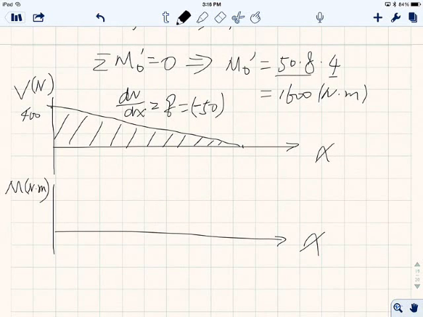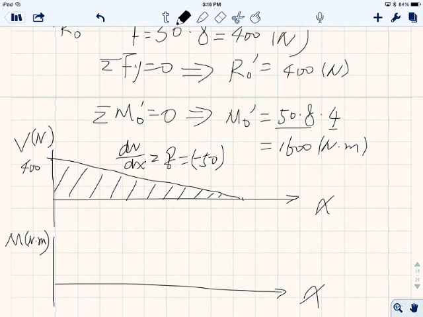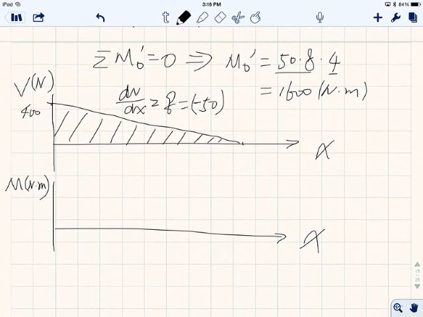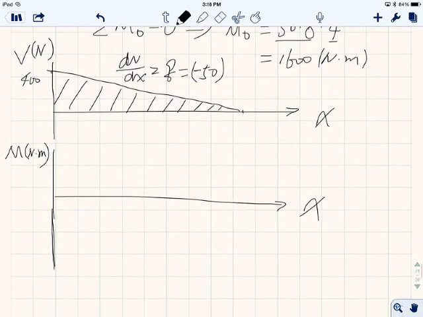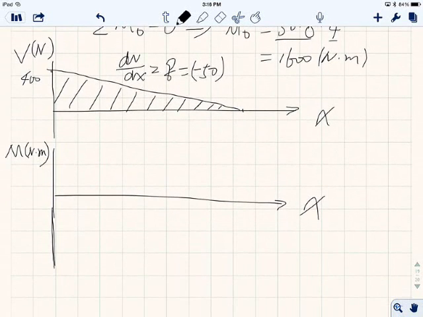Okay. So next one is looking at the bending moment, newton times meter. Okay, so first of all, you have a 1600. That's at the end, right? 1600. Now, we also know at the end where there's no bending force at all, so there's no shear force at all, of course it's going to end up at zero, right?